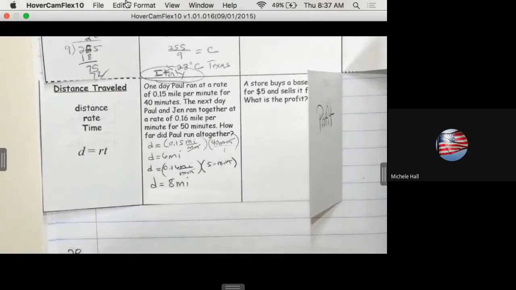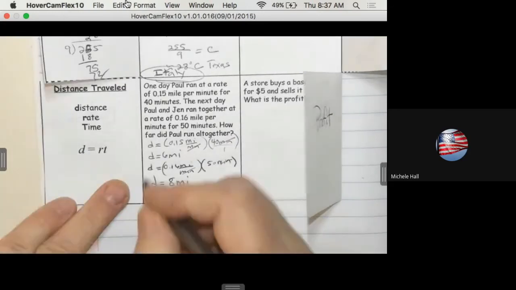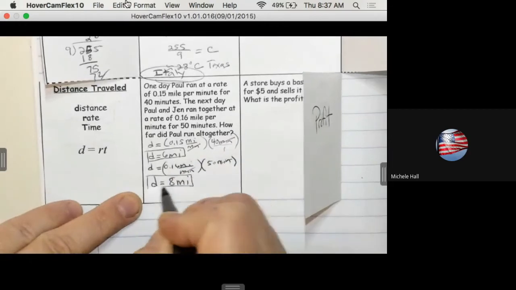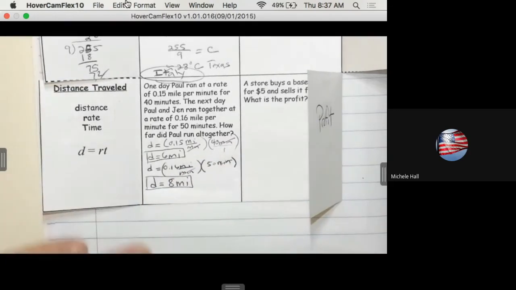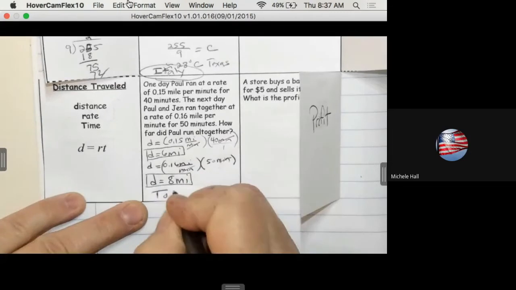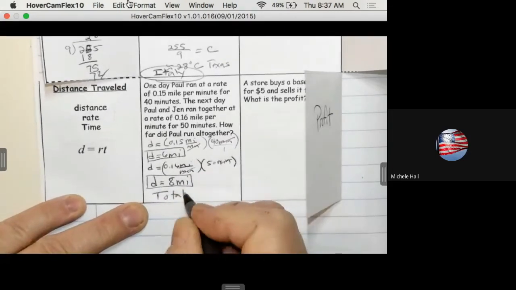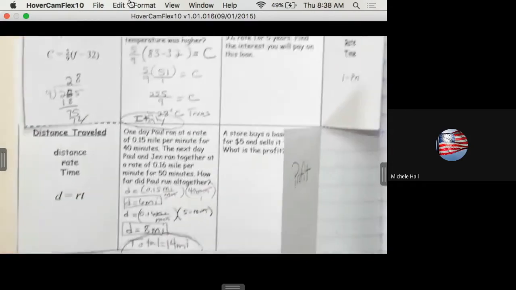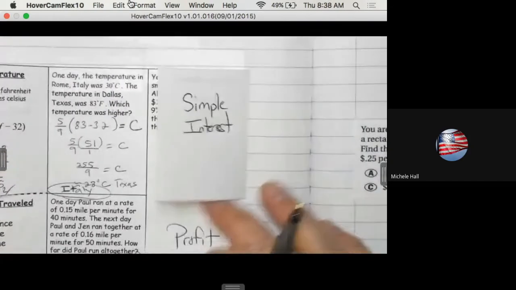Did we answer the question? What's the final question asking for? Altogether. So the total then would be what? 14 miles. All right, the next one is simple interest.